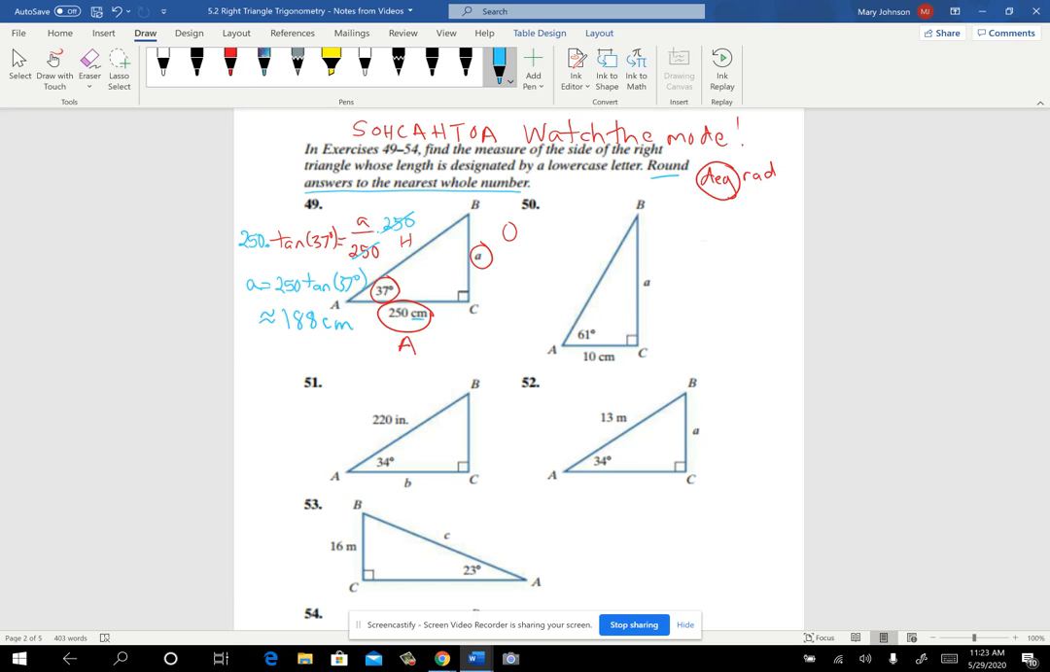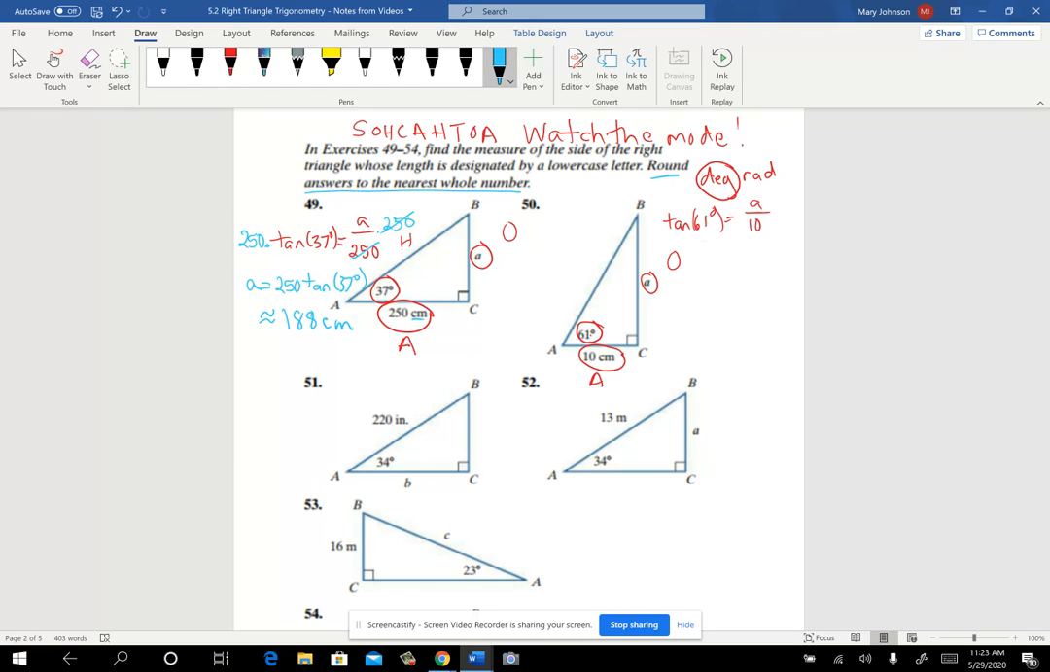All right, let's go through the same process on number 50. So you focus on, all right, what was I given? And they wanted me to find this. I look at those three pieces and see their relationship to the angle that they gave me. And again, I've got the opposite side and the adjacent side. So this is going to feel just like the other one did. So we're going to use tangent of 61 degrees, and we're going to put the little a over the 10.